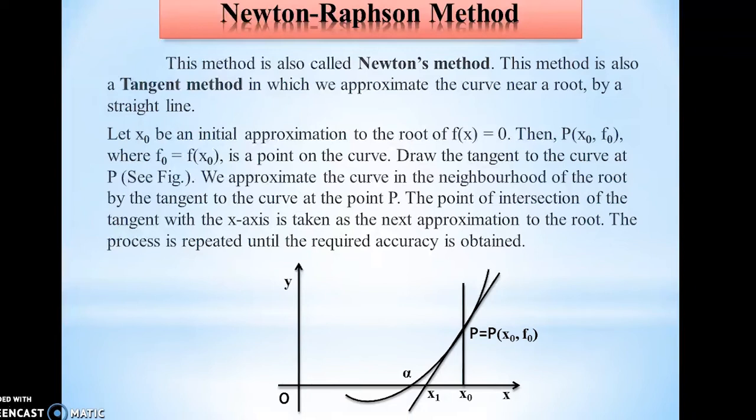So what do we have to do? Again you consider another point, say P1, by taking the perpendicular to the x-axis and the point on this curve. So that will be P1, say (x1, f1) or f of x1.